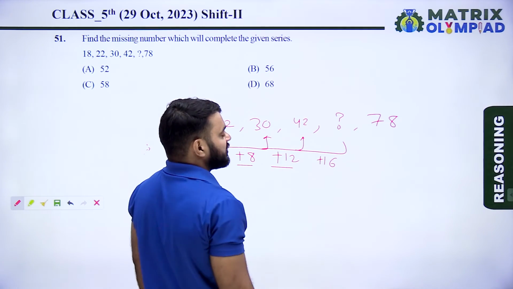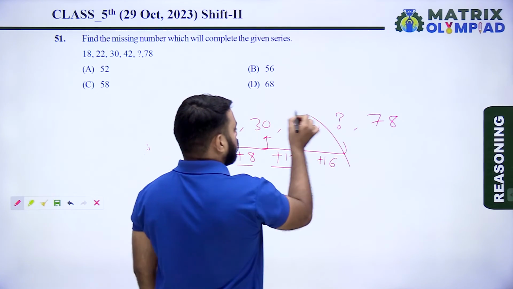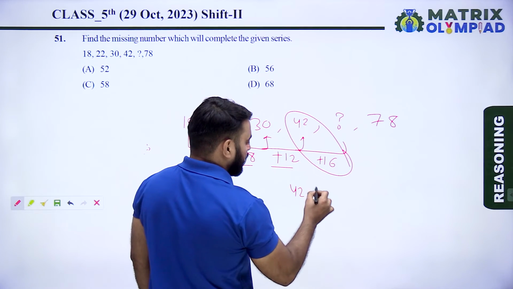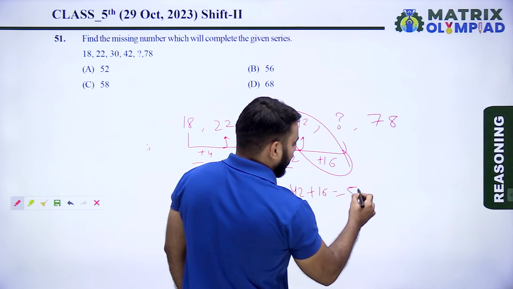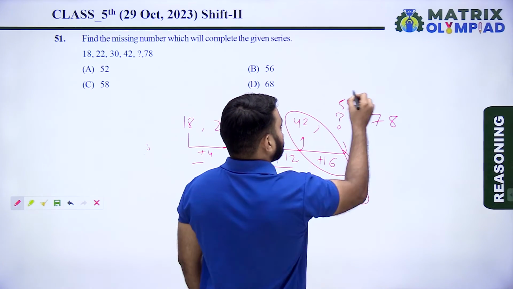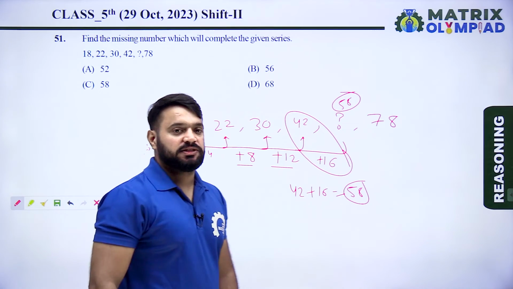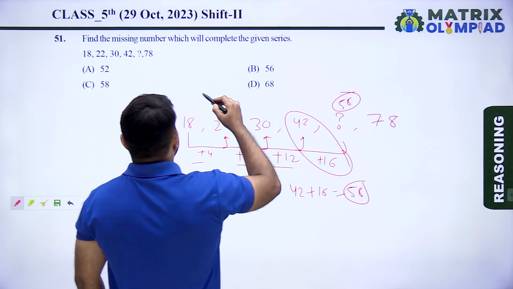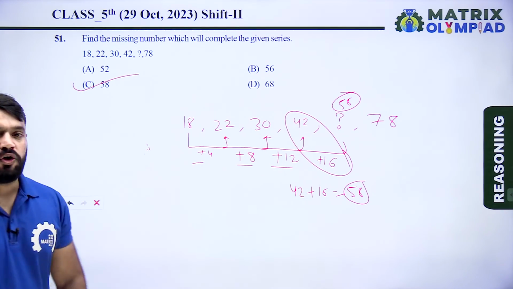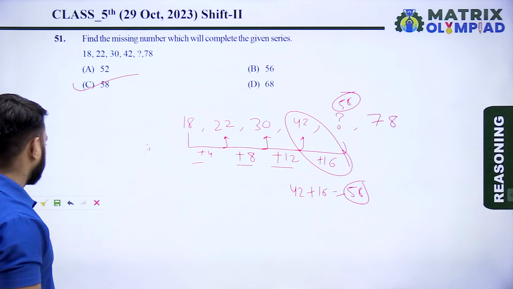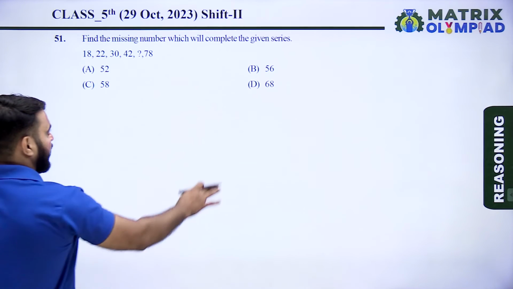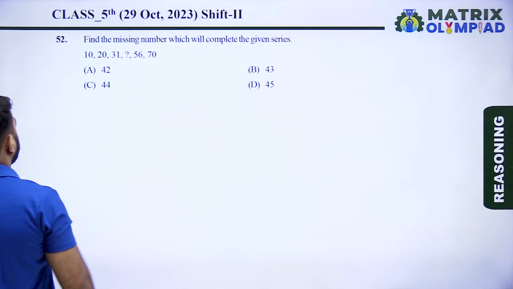So 42 plus 16 is 58. Here the missing term is 58. So the correct answer is option C. Let's move on to the next question. Next is question number 52.